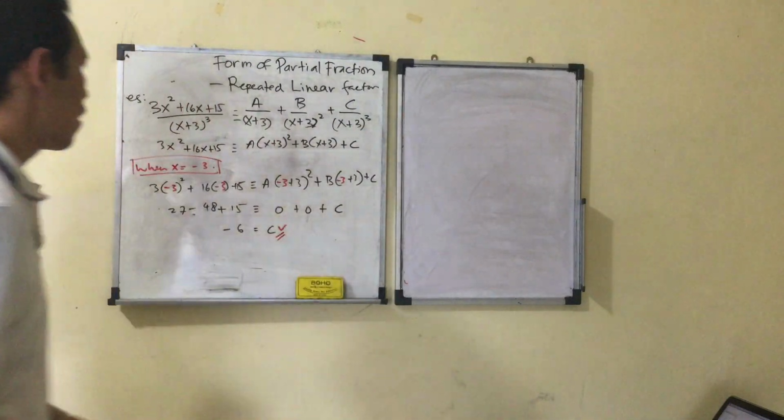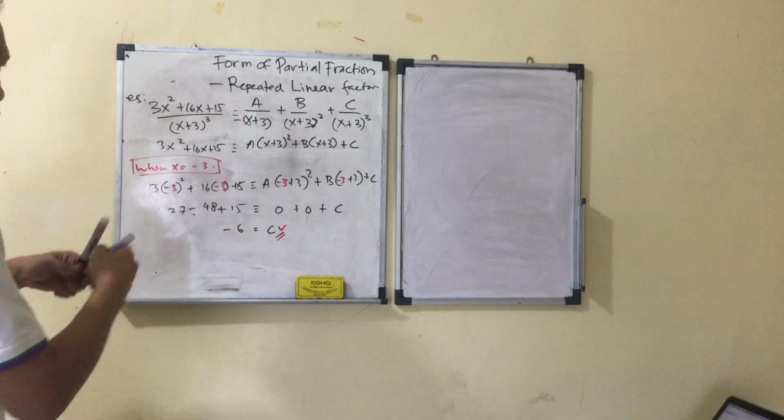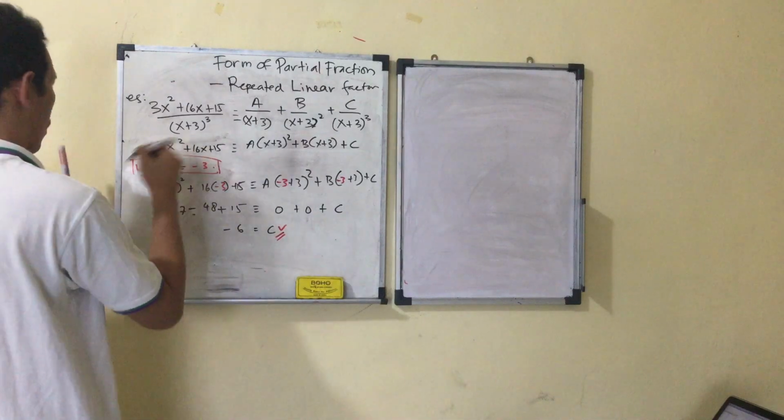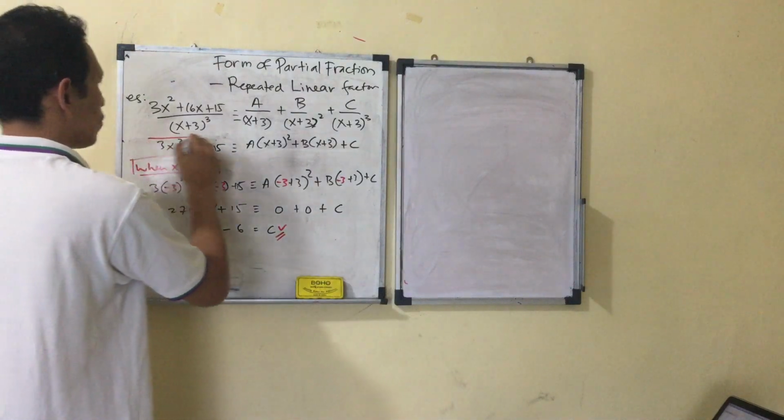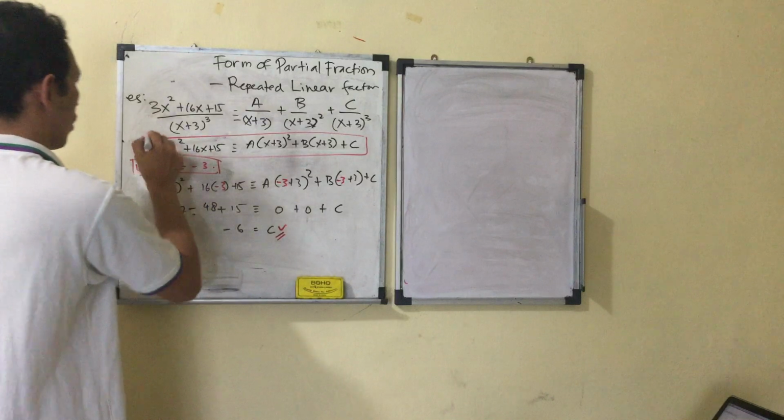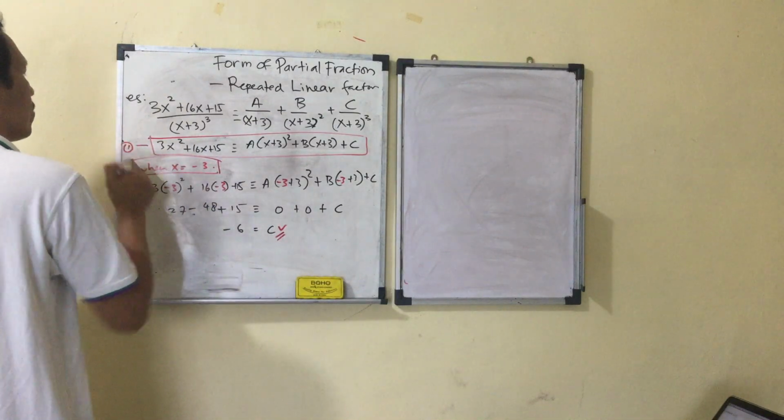Now we need to find the value of a and b. So how can you find the value of a? If you look at this equation here, let's say this is equation 1.